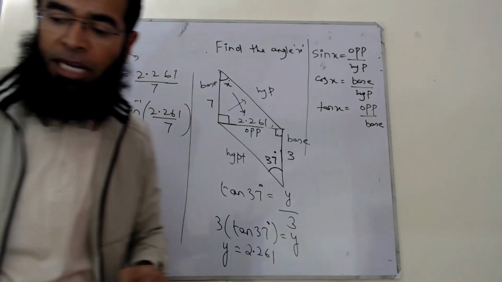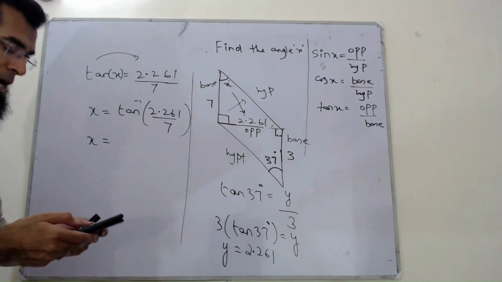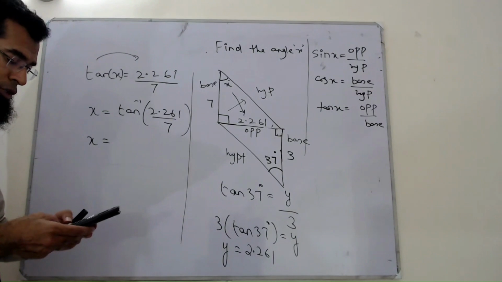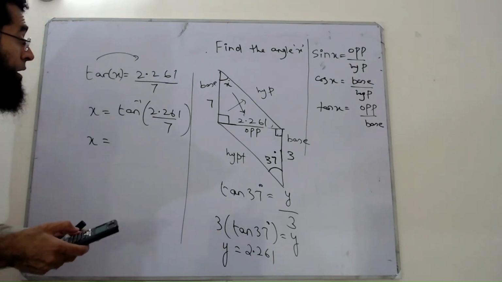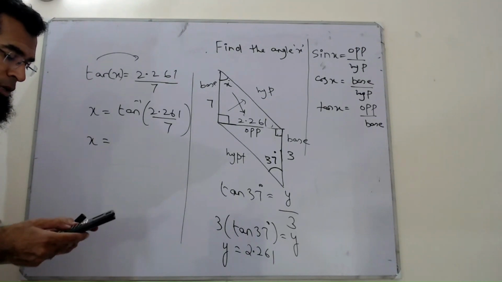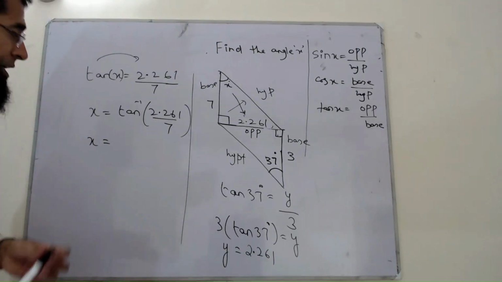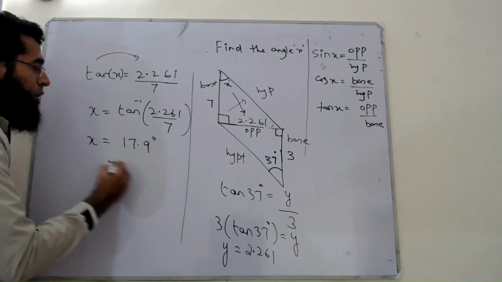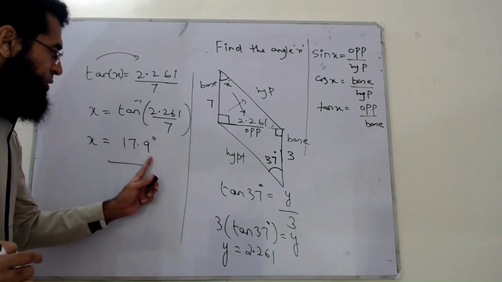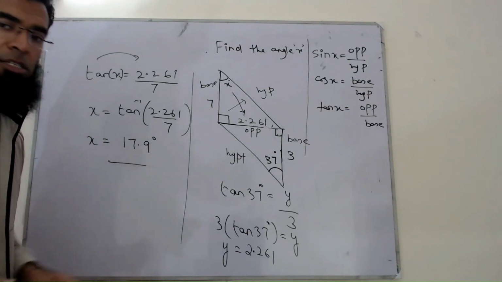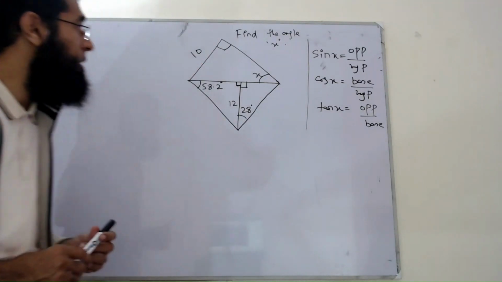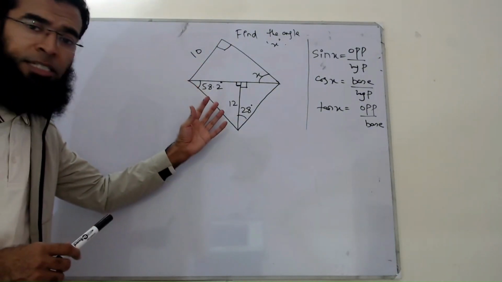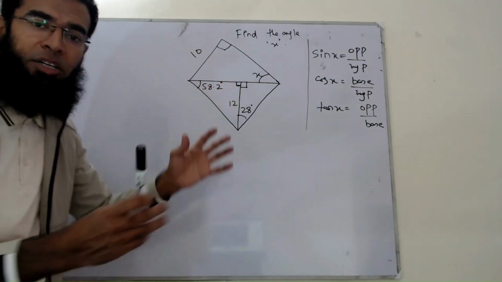Simply pick up your calculator. It hardly takes 5 seconds. You just have to write inverse tan, bracket, 2.261 divided by 7, bracket close, and the answer is 17.9 degrees. 17.9 degrees. And answers of angles in degrees come to 1 decimal place. Standard instructions. I hope this is absolutely clear. Let's look into another question. When we look at this question, there are 3 right angle triangles attached to each other, right?